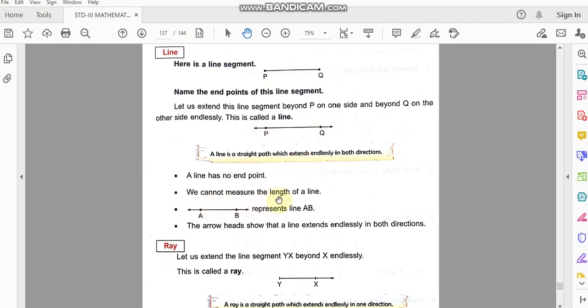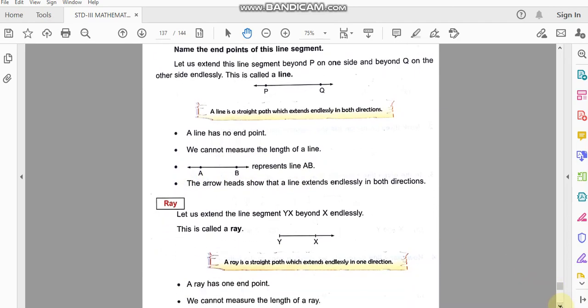We cannot measure the length of a line because it can be extended from both ends, so it does not have a definite length. So we cannot measure the length of a line. AB represents the line. So this symbol represents a line, with arrows on both sides. Now next is ray.